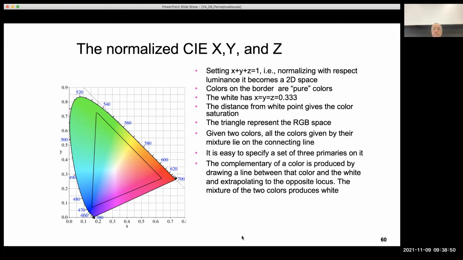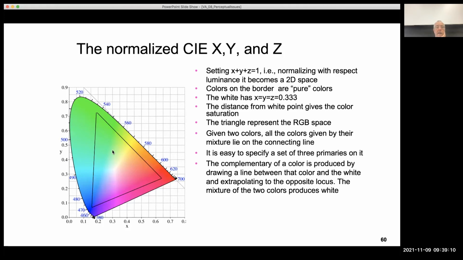And to see a complementary color, you take the color here, for instance, and draw a line to the white, crossing here, meaning that you sum this color to this color, you get white as a result.